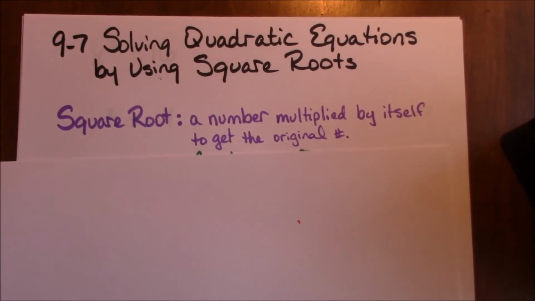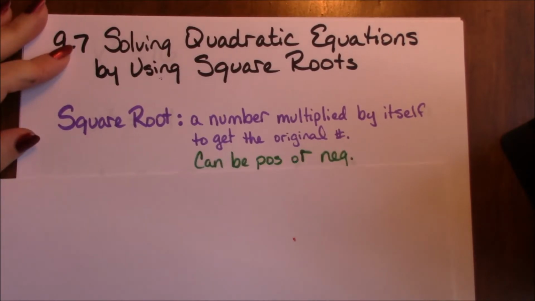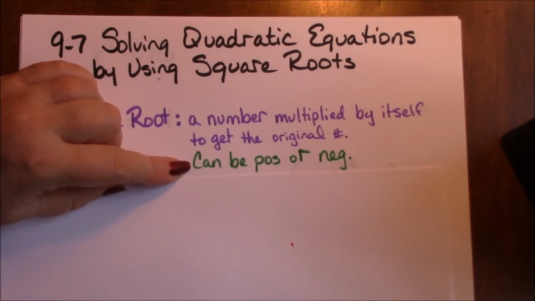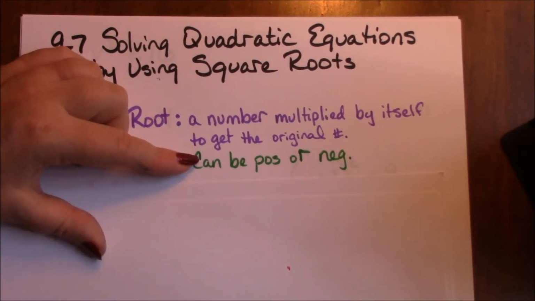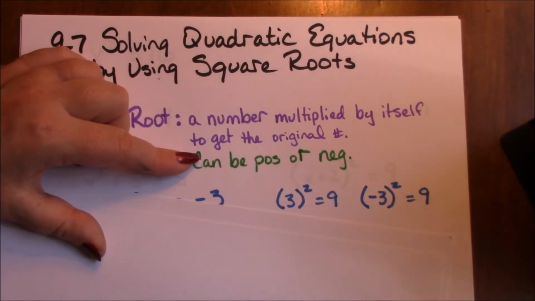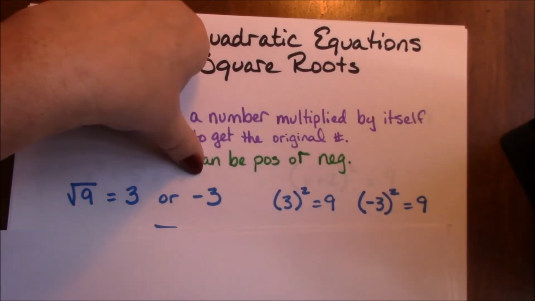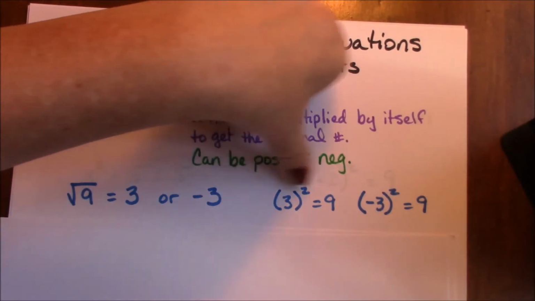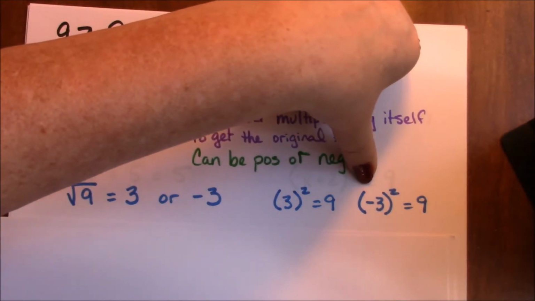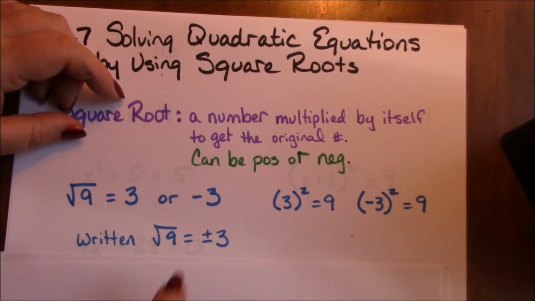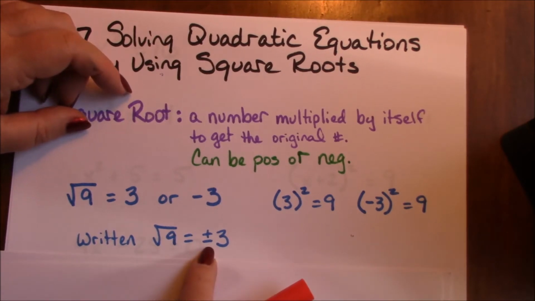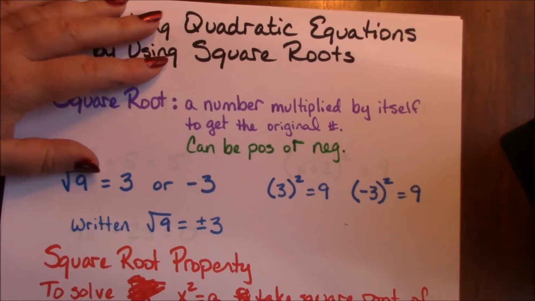So just a quick refresher, a square root is a number multiplied by itself to get the original number, and this number can be positive or negative, and we forget this a lot. So this is where we really have to remember it. The square root of 9 is 3, or it's negative 3, because 3 squared is 9 and negative 3 squared is 9. So when we write that the square root of 9 equals plus or minus 3, it's so that we remember those positives and negatives.